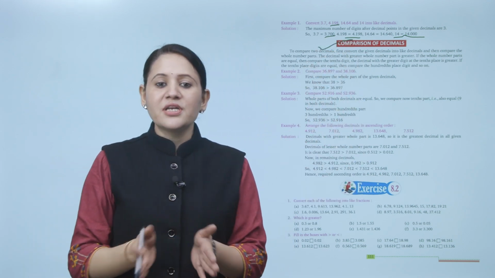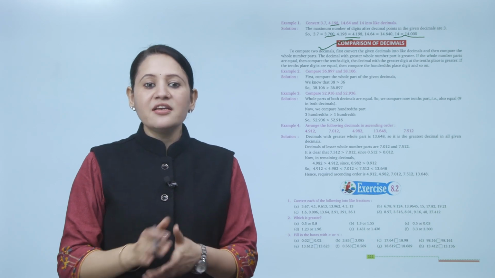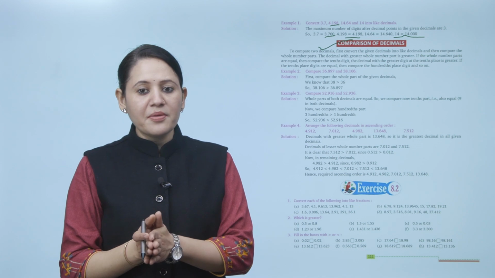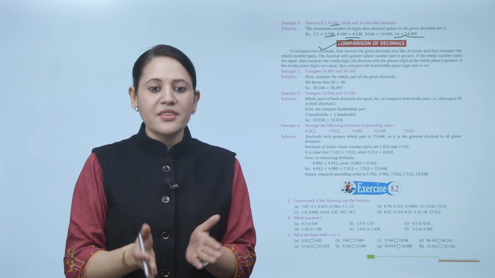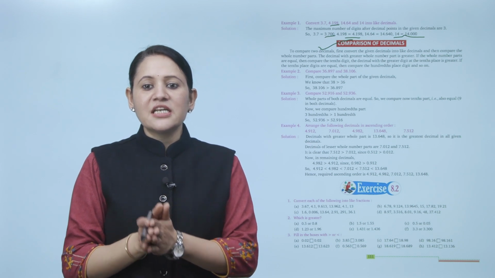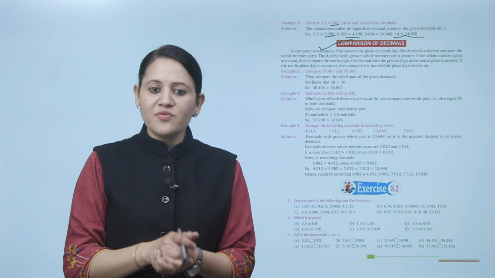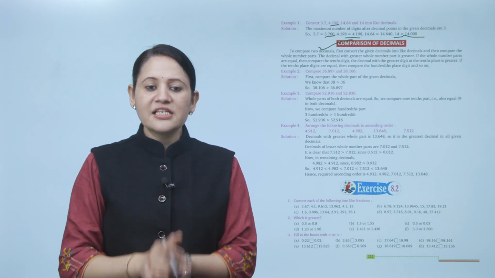To compare two decimals, first convert the given decimals into like decimals and compare the whole number part. The decimal with the greater whole number part is greater. If the whole number parts are equal, then compare the tenths digit; the decimal with the greater digit at the tenths place is greater. If the tenths place digits are equal, then compare the hundredths place digit and so on. So, we'll take an example.